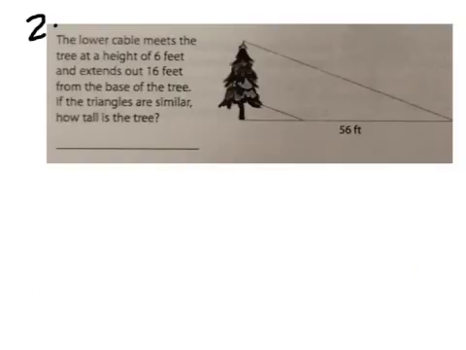Number 2, I'm going to help you set this up. It says the lower cable meets the tree at a height of 6 feet. This is the lower cable. Right here where it meets the tree, that is 6. And then it says it extends out 16 feet from the base of the tree. So now it extends out 16 feet from the base of the tree.